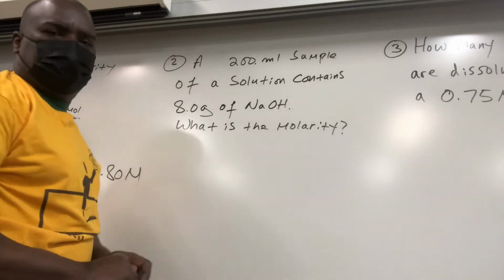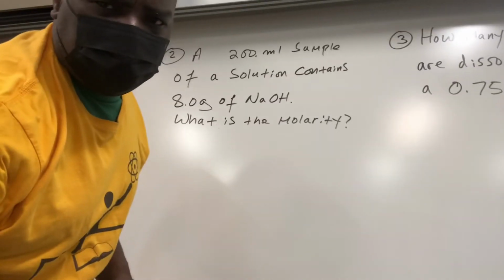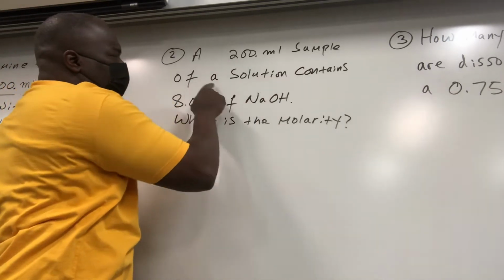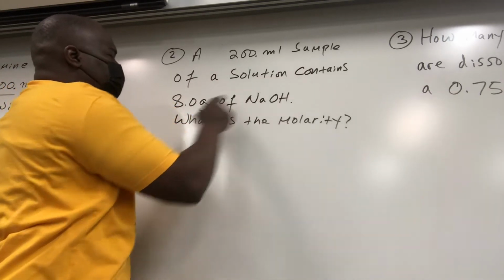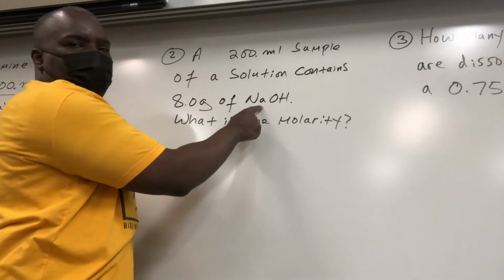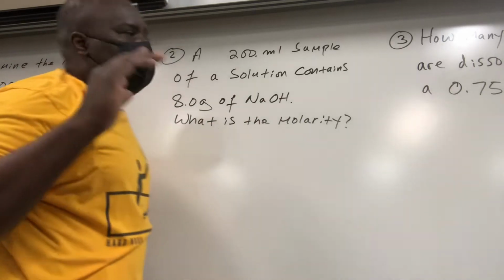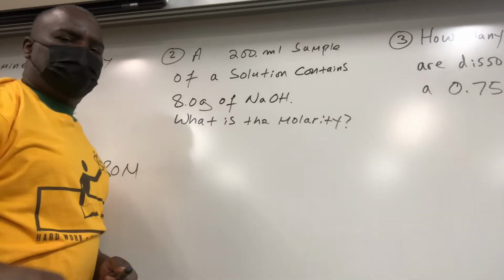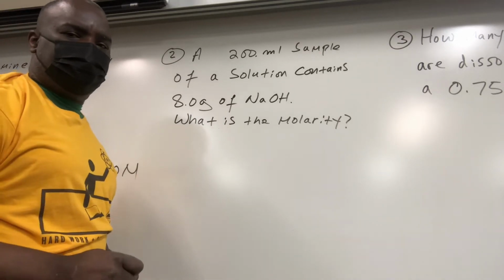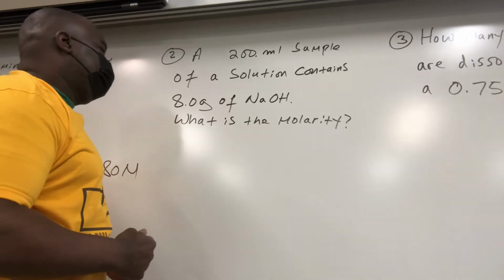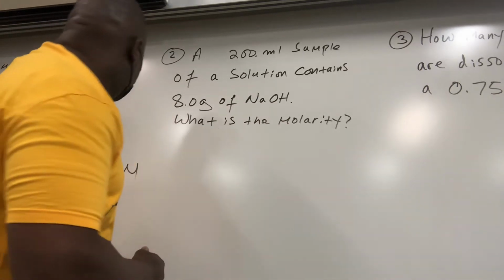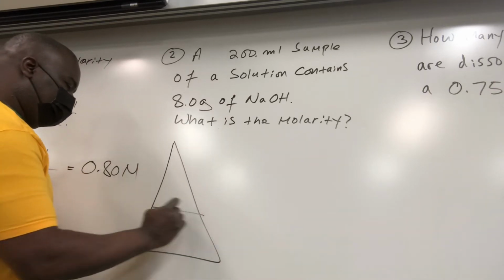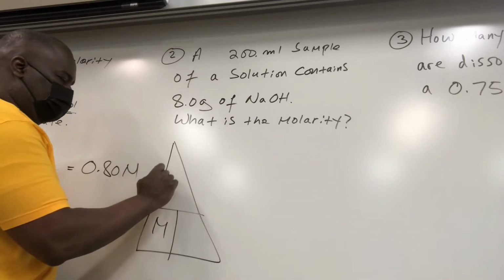All right, let's read this problem. A 200 mL sample of solution contains 8 grams of NaOH. What is the molarity? Notice they did not give us liters, but we're not going to panic. We're going to convert that to liters. No problem. Now I'm looking at the problem. I know from the triangle, once again, draw a triangle again, that big M is what?